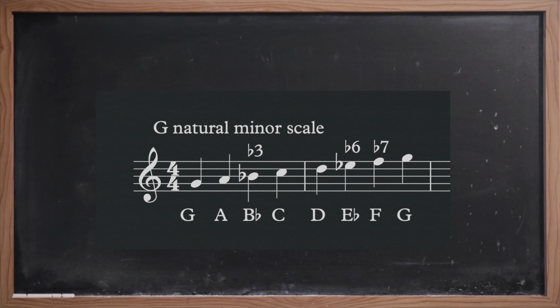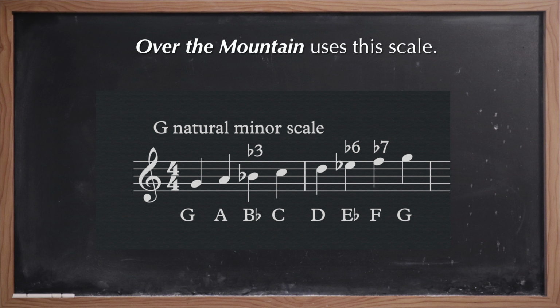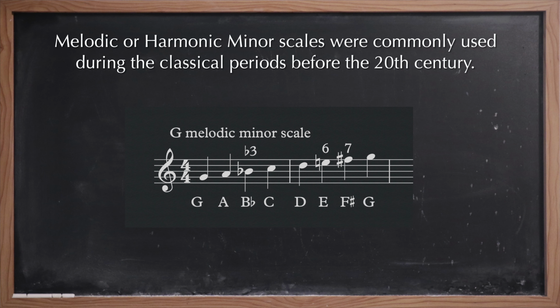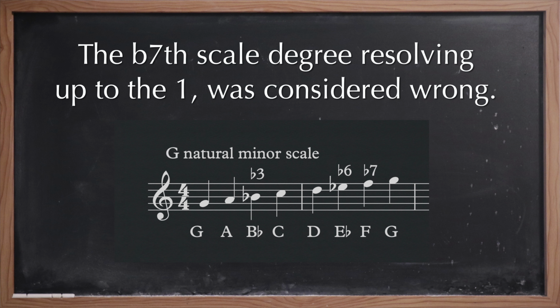Because Over the Mountain is in the key of G minor, let's look at what creates a G minor scale. The G natural minor scale contains the notes G, A, B flat, C, D, E flat, F, and G. Now, classical composers like Beethoven did not use the natural minor scale in the same ways that Randy Rhoads used it. The reason is because natural minor contains a flat 7th scale degree, which resolves up to the root, or the 1, and this was forbidden in most classical periods.